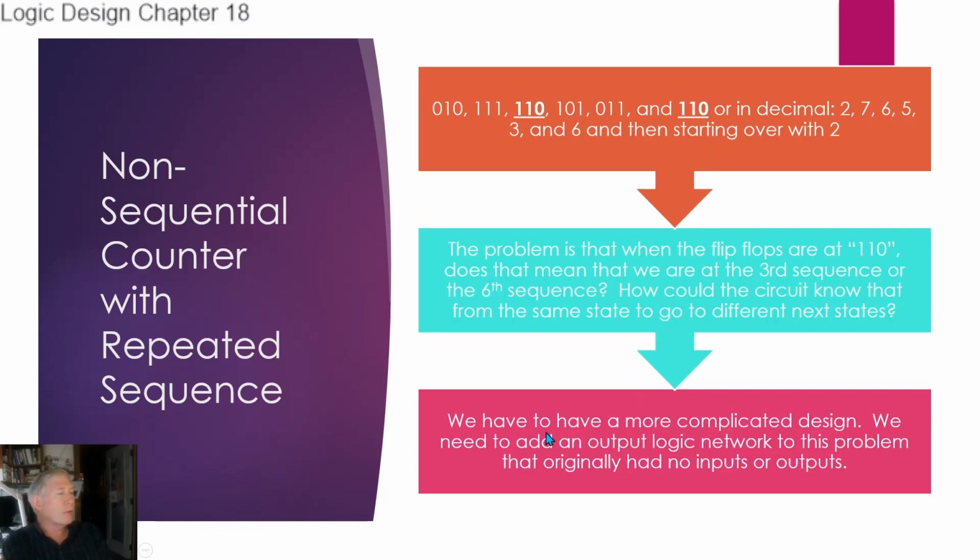Well, we have to have a more complicated design. What we really need to do to make this work is to add an output matrix to hold our desired count sequence values, and then just number our states S0, S1, S2, S3, S4, S5 in straight binary order. So our first state, our present state, would be 0, 0, 0, and our desired next state would be 0, 0, 1. But our output matrix, when we're in state S0, would display 0, 1, 0.